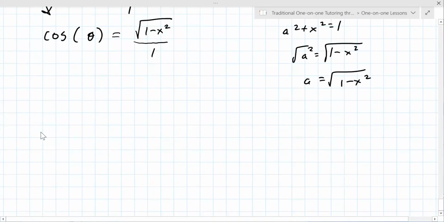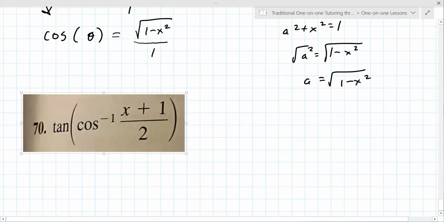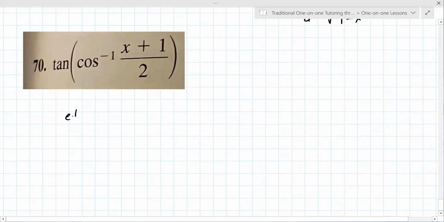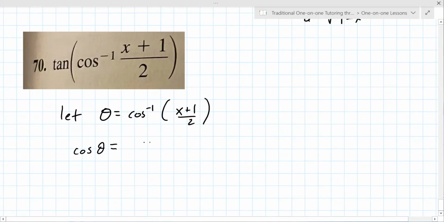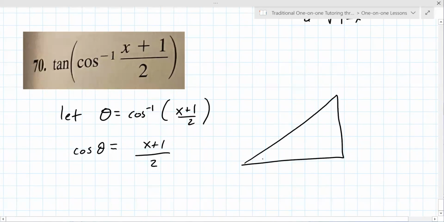So you let theta equal the inside part. And then you solve for the inside part. So you take the cosine of theta, and that cancels this out. So it's x plus 1 over 2.